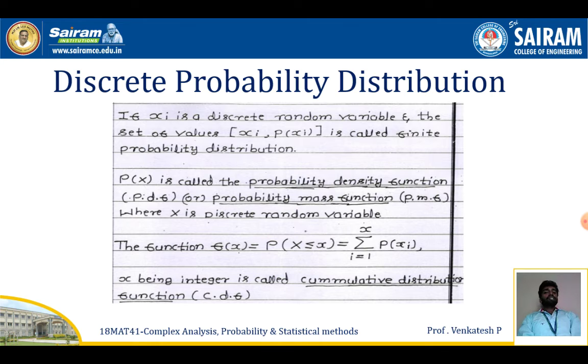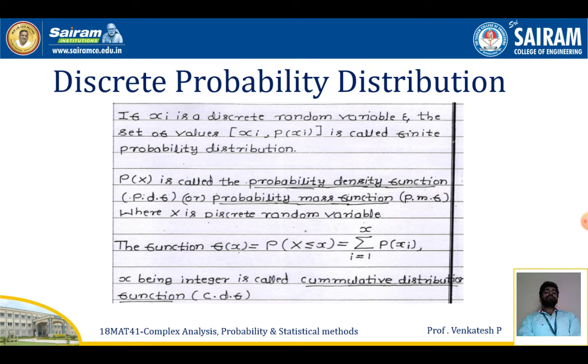So now we'll see what a discrete probability distribution is. If xi is a discrete random variable, the set of values xi and p of xi, grouping all the random variables with the probability of that particular random variable, is called a discrete probability distribution, or we can also call it a finite probability distribution, where p of x is called the probability density function. We can call this pdf, or also the probability mass function, or PMF, where x stands for the discrete random variable.